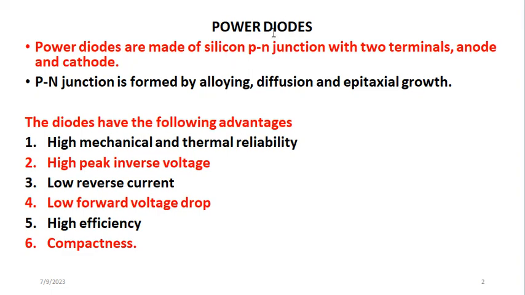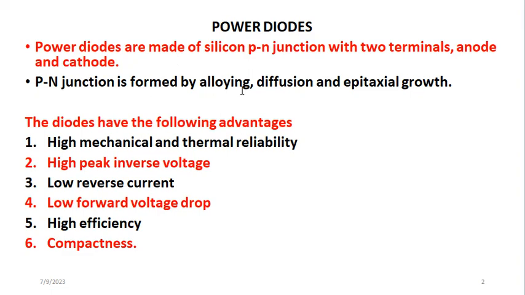The first one is a power diode, and the power diode, as we know, is mainly made of silicon. Sometimes it is made of germanium, and it is a PN junction. It has 2 terminals, as everybody is supposed to know from 200 level, that is, we have the cathode and the anode. And this PN junction diode is formed.